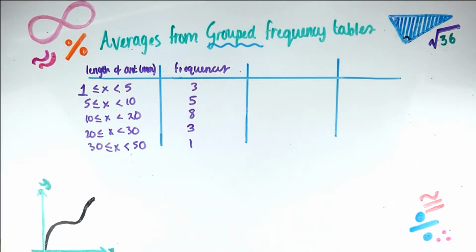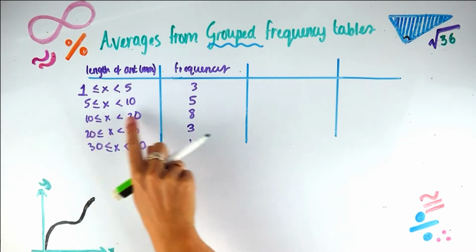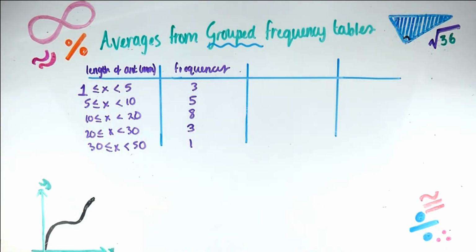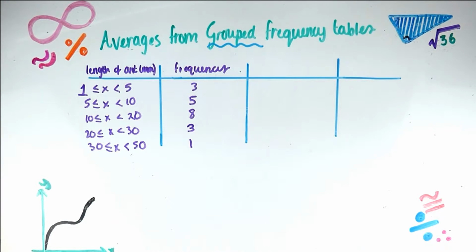So here we have our grouped frequency table, and we can see it's a grouped frequency table as opposed to just a frequency table because these have inequalities. There are no gaps in this data, and also because if you look at the frequency, we know we have 3 ants that are of length between 1 and 5 millimeters, but we don't know the exact length of those ants, we just know that they lie in that region, so that is why.